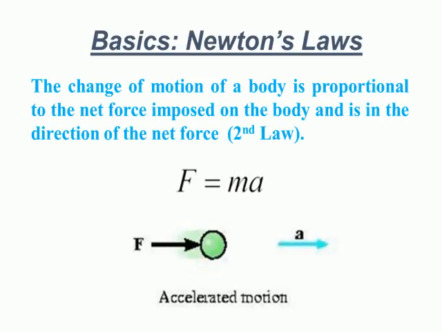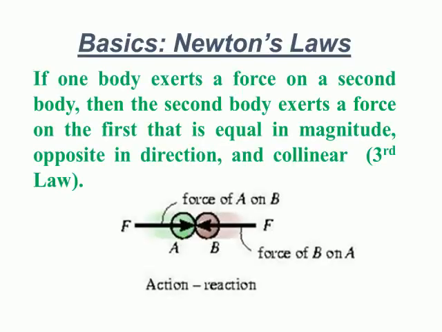Okay, so we have the second law, which is the law of acceleration: the change of motion of a body is proportional to the net force imposed on the body and is in the direction of the net force. That's what we call the law of acceleration or second law of motion. Next, we have the third law, which is the law of interaction, or action and reaction: action equals reaction. If one body exerts a force on a second body, then the second body exerts a force on the first that is equal in magnitude, opposite in direction, and collinear. That's what you call the law of interaction.